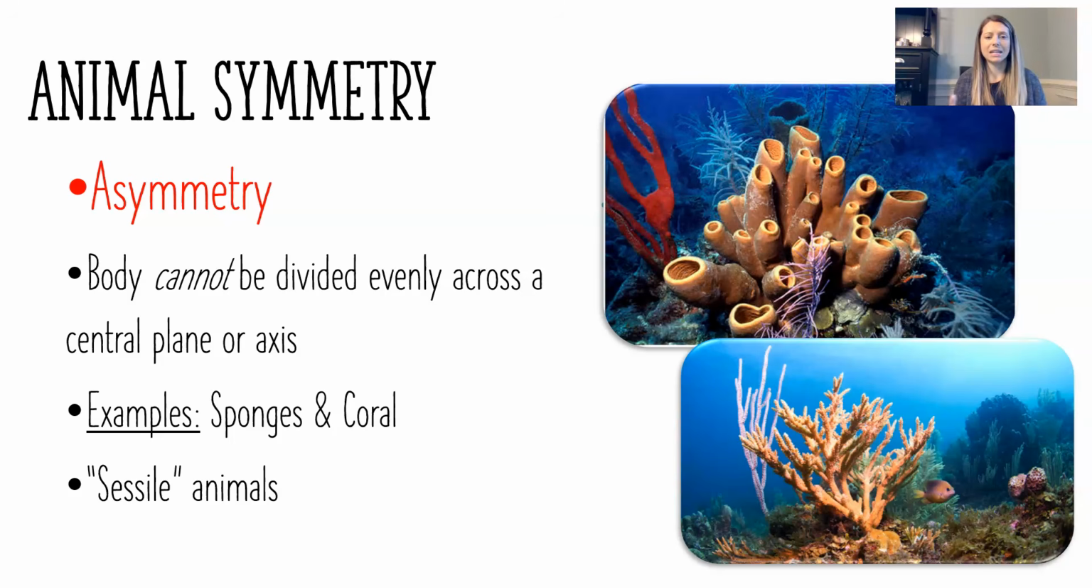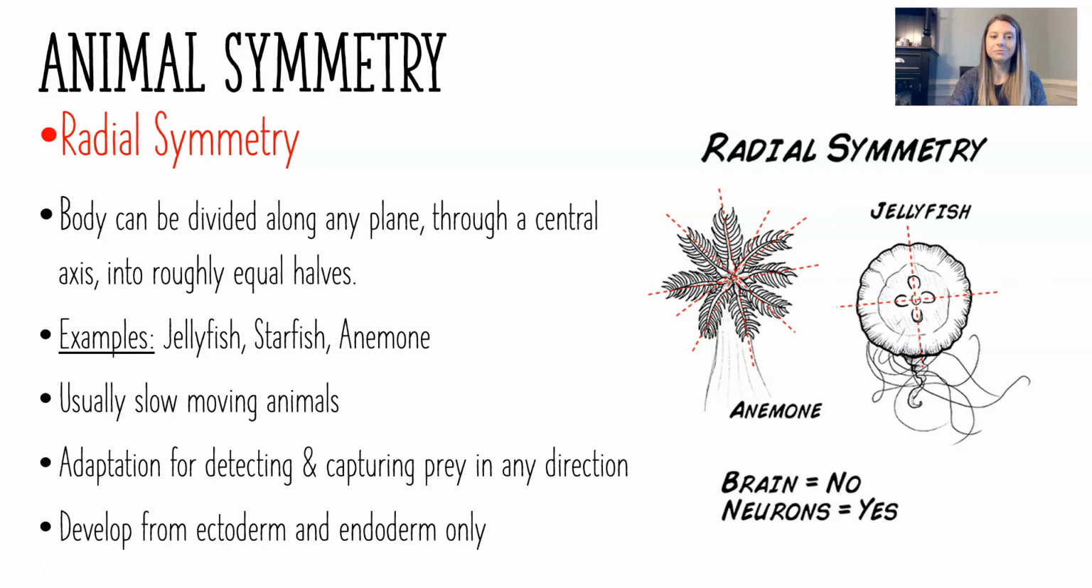Asymmetry means that their body cannot be divided evenly across a central plane or an axis in any way. It's never going to fold in half and be equal on both sides. Examples of animals that have asymmetry would be sponges and coral. So here's a sponge, here's coral. This doesn't allow for movement, right? These are more sessile, or non-moving, animals. Remember, they can move during their larval stage, but at this point in their life cycle, they don't have any body symmetry, which means that they have to plant themselves in place.